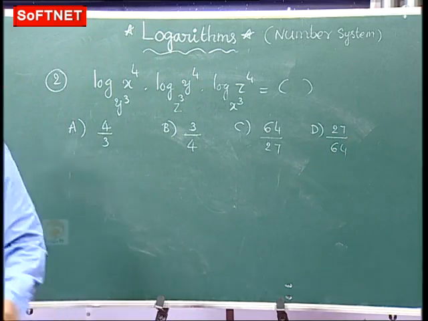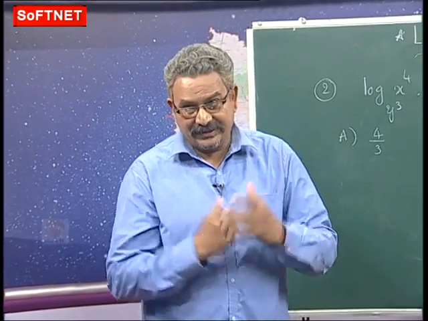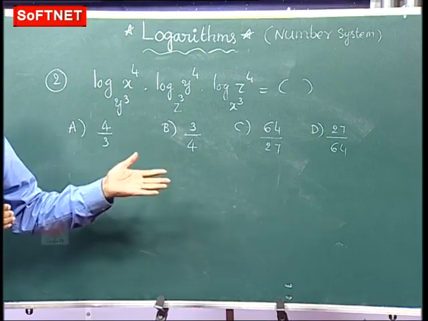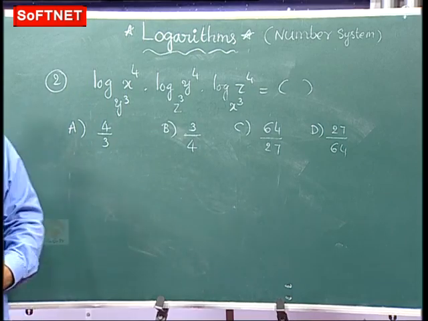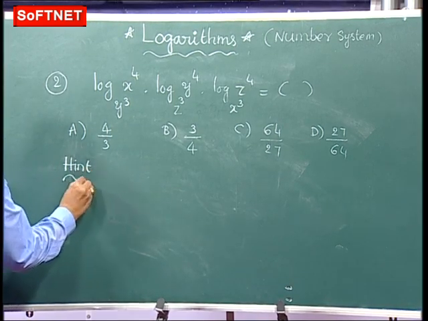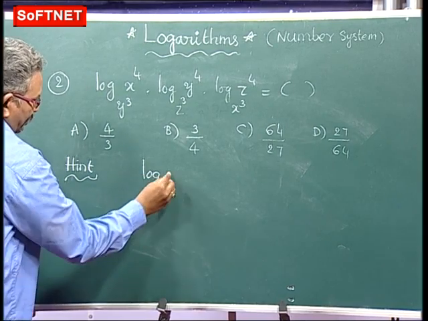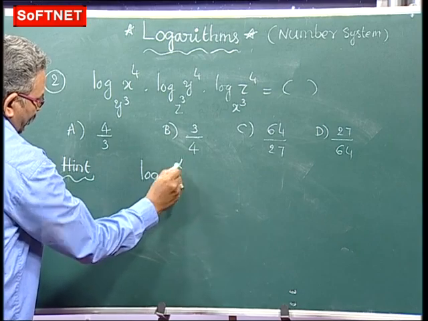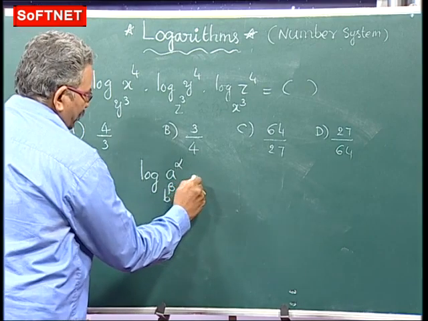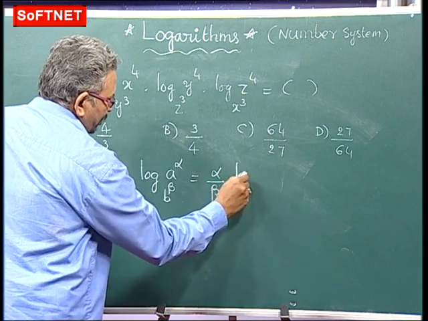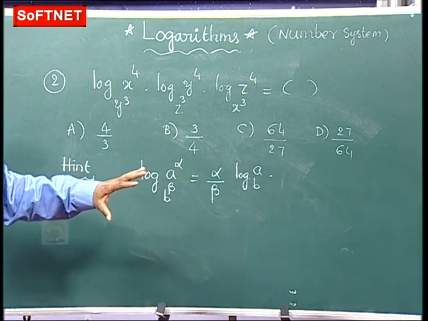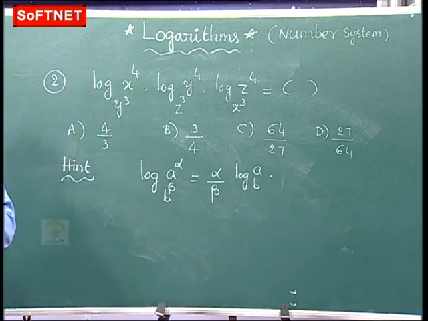The problem appears to be typical, but it is very easy. Just if you go through one of the formulae which we have studied earlier. So, what is the formula here? Here see, you remember this formula. Log a to the power of alpha to the base b to the power of beta equals alpha by beta log a to the base b. Just if you apply this formula, this problem can be cracked in a very easy manner.